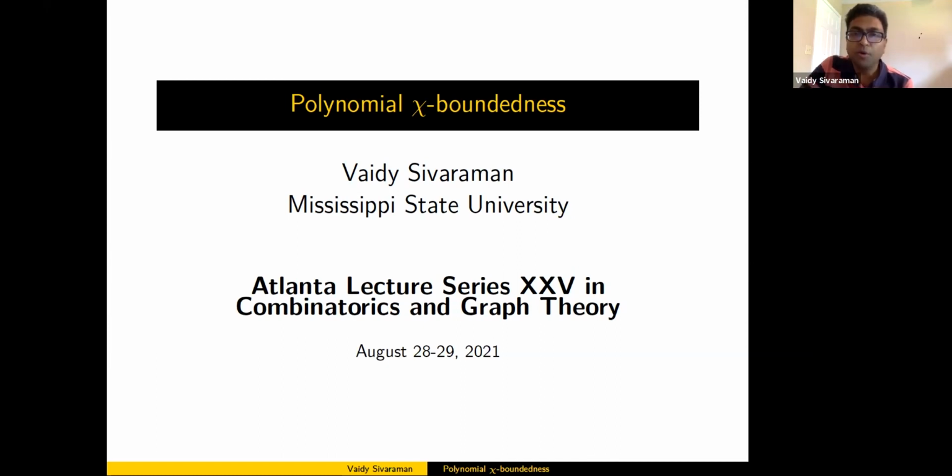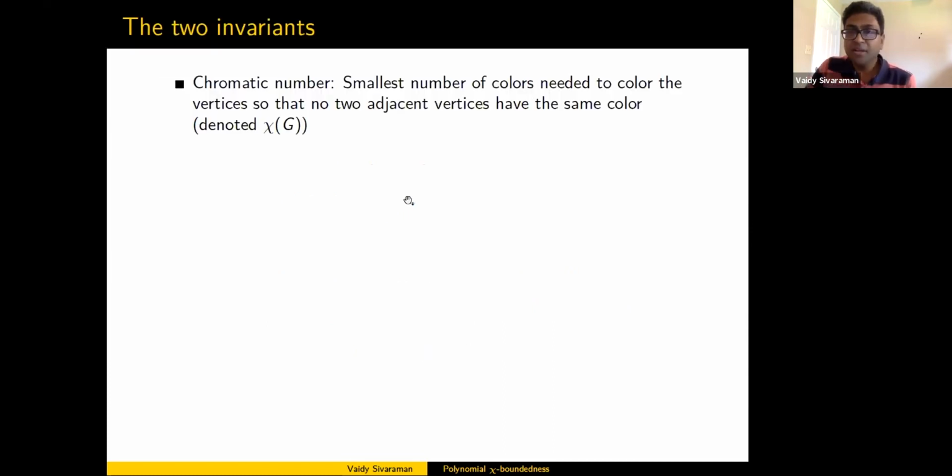I want to talk about polynomial chi-boundedness. So let me tell you what chi-boundedness is. Chi-boundedness is the relationship between two graph invariants. The first graph invariant is the chromatic number, and we use chi for denoting that. That's why it's called chi-boundedness.